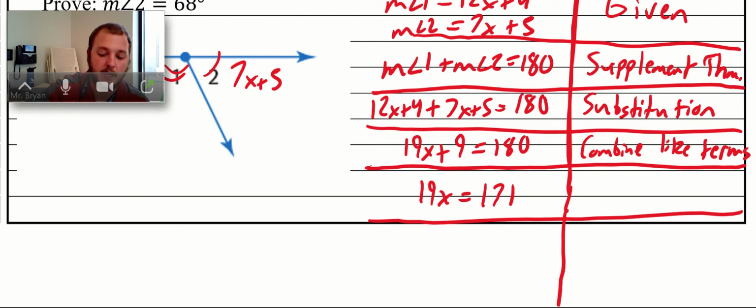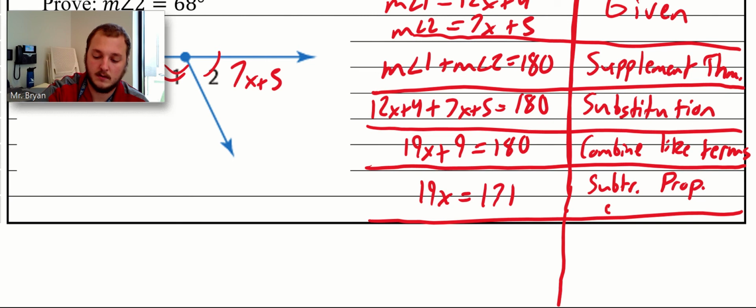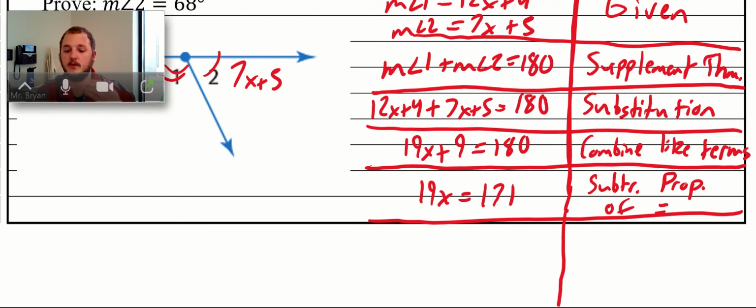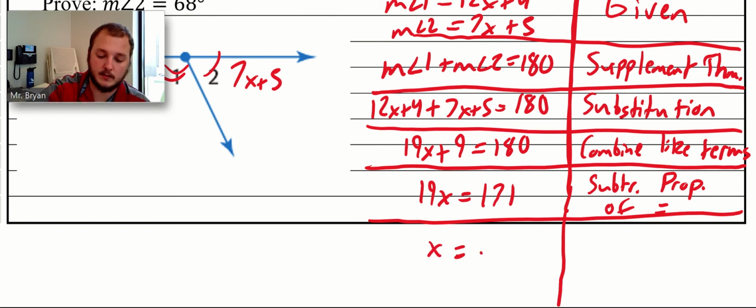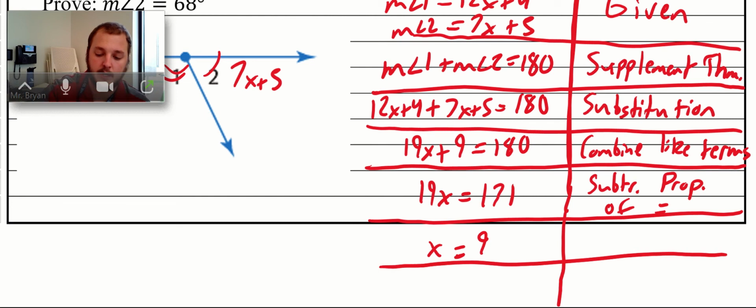What is my reason for that? Well, we just subtracted something from both sides, so that's subtraction property of equality. Okay, give you a sec to get all that written down. We're just continuing to go through the algebra problem. And then last step, we should know, divide by that number in front of x, which in this case is 19. You could just type this one into your calculator, and you should get x equals 9 here. So x equals 9. Reason for that, since we divided, would be division property of equality.